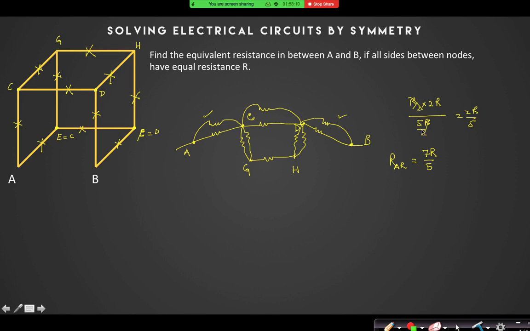R by 2, R by 2, R plus 2R and R by 2. R plus 2R and R by 2: 2R into R by 2 divided by 2R plus R by 2, which is 2R by 5. So 5 plus 2. I think this is the correct answer: 7R by 5.